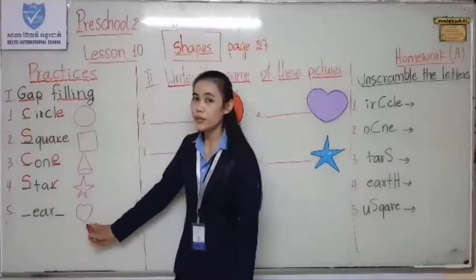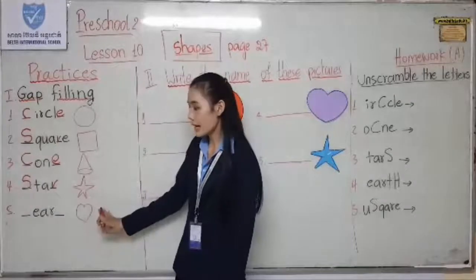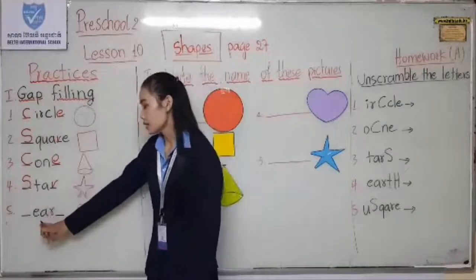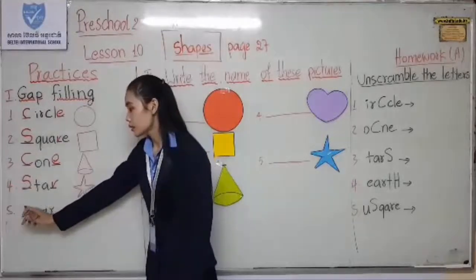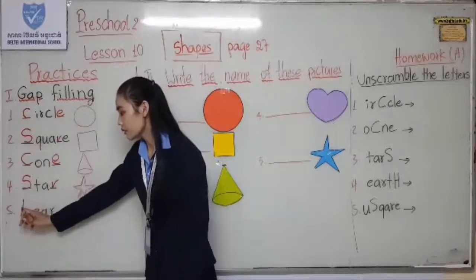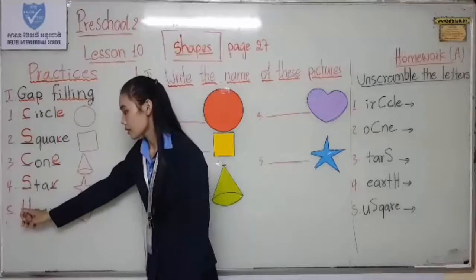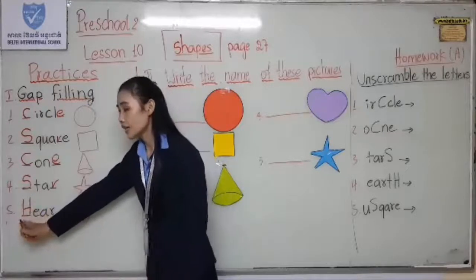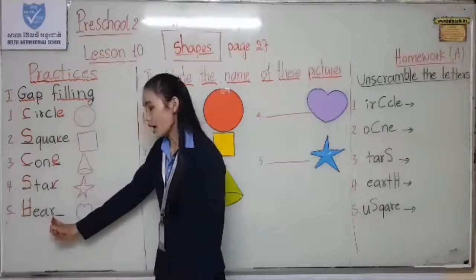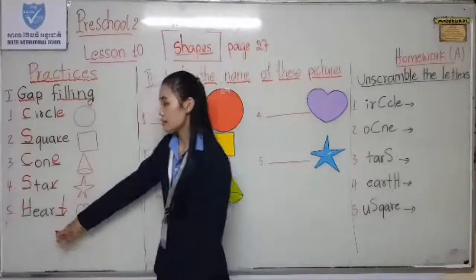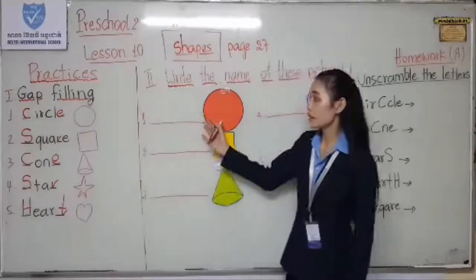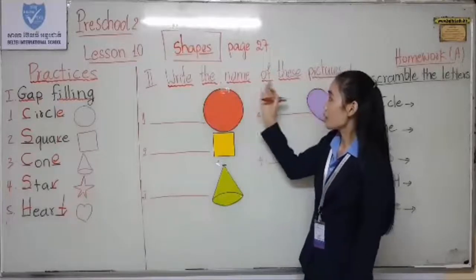What is it, everyone? It is a heart. Can you spell heart? If you can spell heart, you can complete it here. So, the first letter is letter H. H-E-A-R-T. Yes. So, also the second exercise, write the name of this picture.